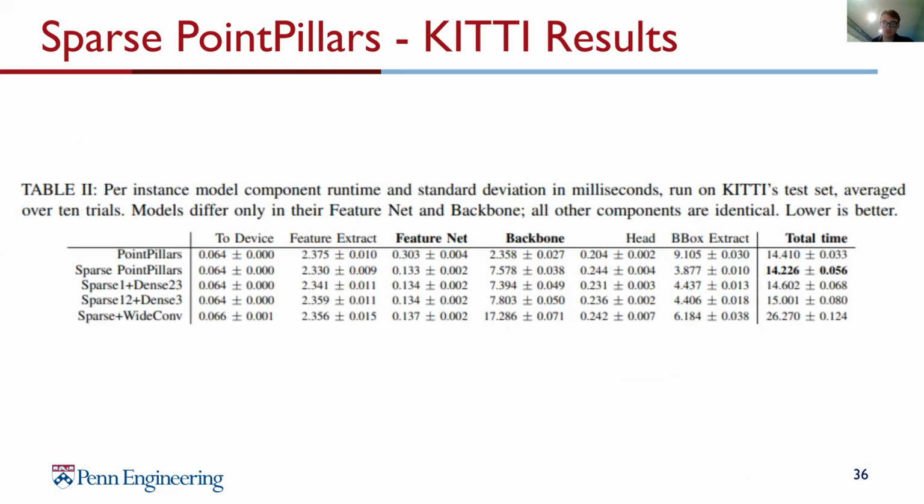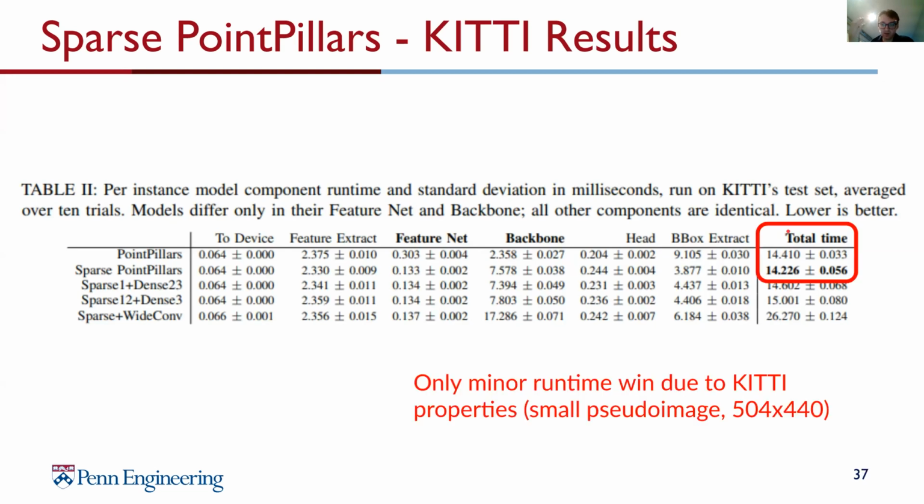So this is essentially the runtime results on KITTI. If you look, we really only get a very minor performance win on KITTI. And this sort of makes sense. It turns out KITTI, as a LiDAR detection data set, is pretty small. We use the standard 504 by 440 pseudo image setup, which is what the PointPillars paper uses. But KITTI only goes out to about 80 meters for its LiDAR data.